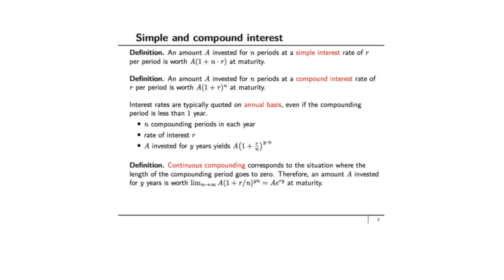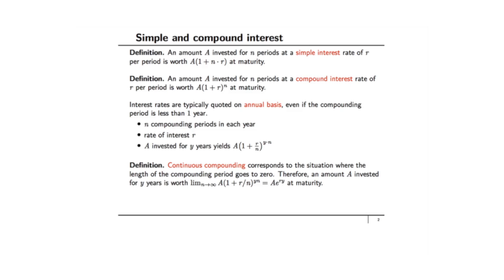In every period, you get an interest R times A. So over n periods, you're going to get an interest of n times A times R, and you get back your initial investment, and therefore the total amount is going to be A times 1 plus n times R.